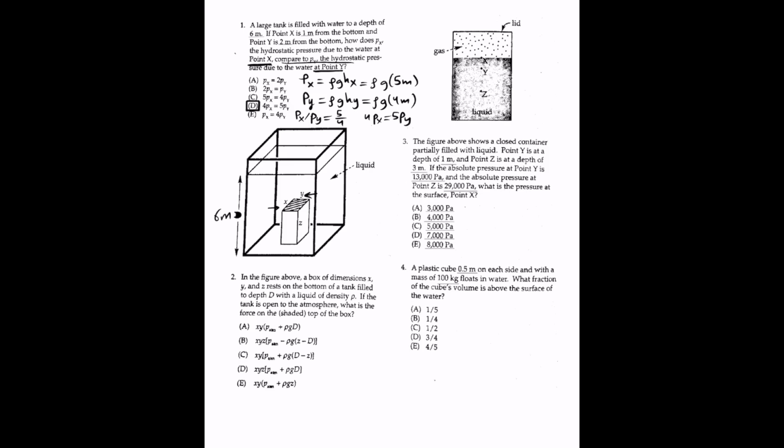So for question 2, in the figure above, a box of dimensions x, y, and z rests on the bottom of a tank filled to a depth of d, with a liquid of density ρ. If the tank is open to the atmosphere, what is the force on the shaded top of the box?